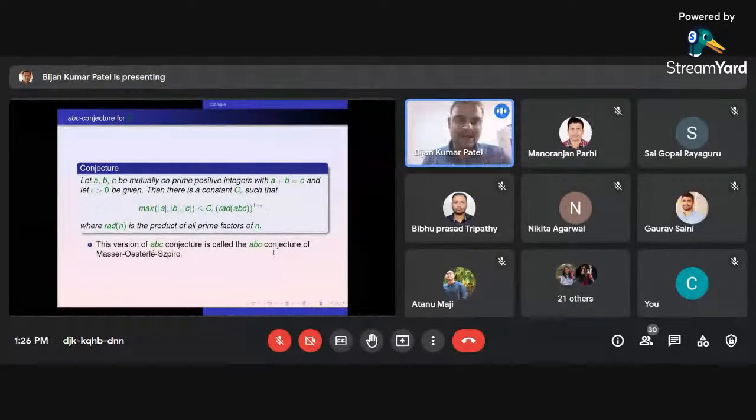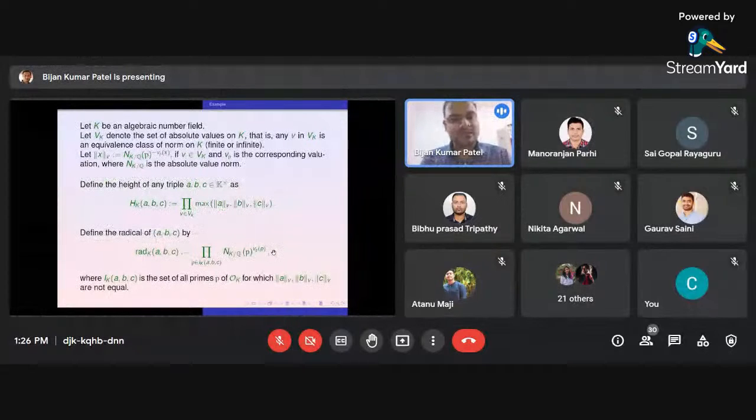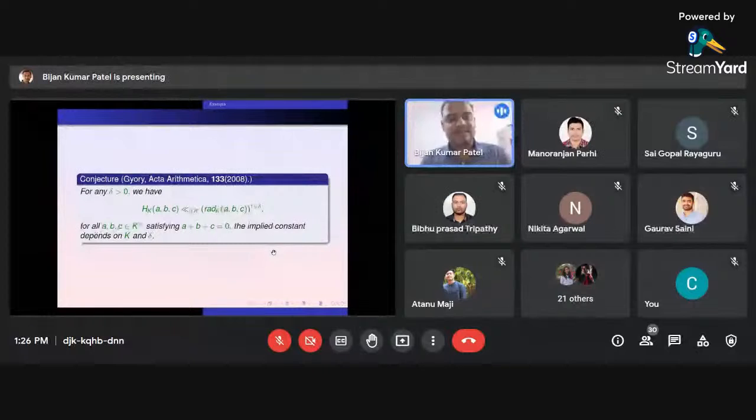And basically the work depends upon the ABC conjecture over an algebraic number field. The ABC conjecture over algebraic number fields was given by the mathematician Gowers in 2008. The ABC conjecture over a number field says that for any delta greater than 0, the height of abc is less than or equal to the radical of abc to the power 1 plus delta.